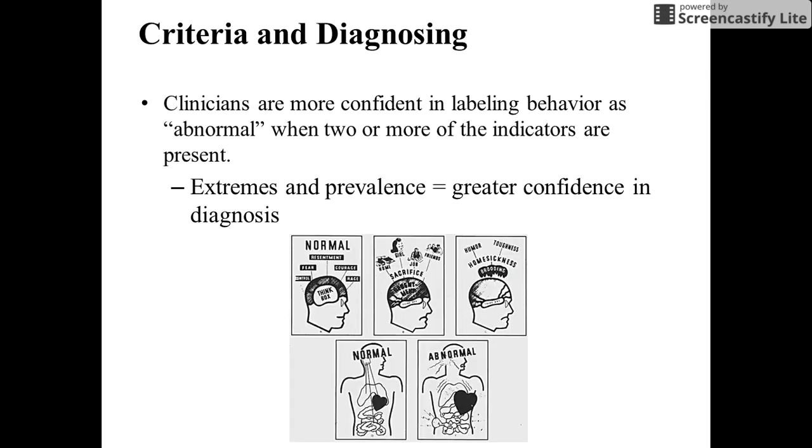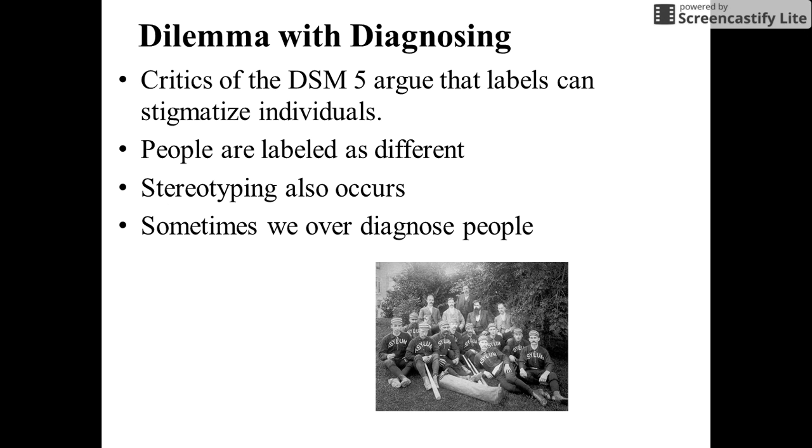On diagnostic criteria: clinicians are more confident in labeling somebody with a disorder when they have two or more indicators and symptoms of that disorder. The more extreme and dominant the symptoms are, the greater their confidence in diagnosing and labeling an individual. It could take a process of 6 months to diagnose a patient with a specific disorder.